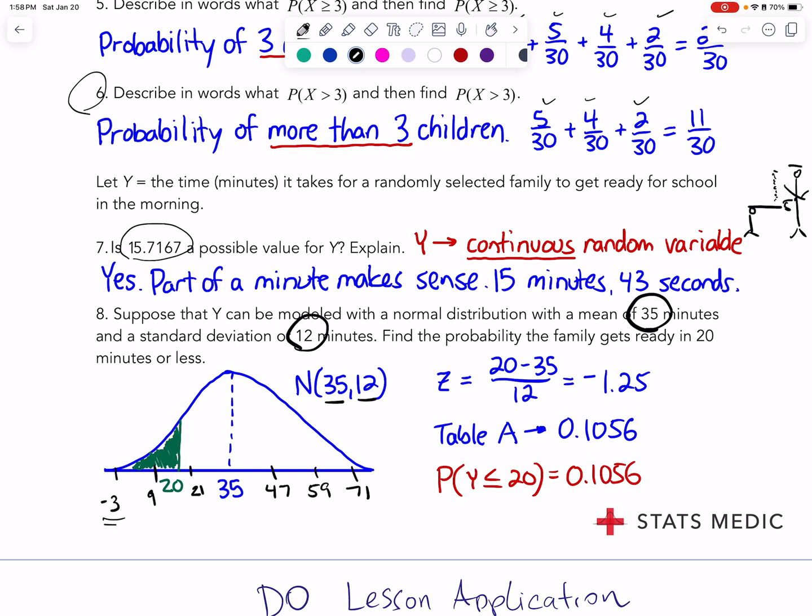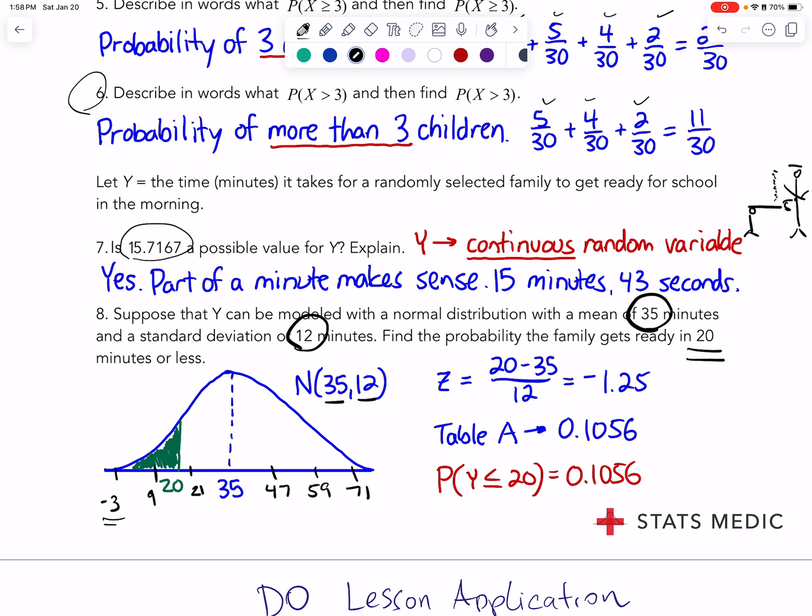It's just a model, and a model isn't necessarily perfect in showing what we have in reality. It just kind of gives us a good trend of the data that we're doing. Okay, so that's what we have, and the reason this is shaded here is because I asked what's the probability it gets ready in 20 minutes or less, and so that's where my shading is.